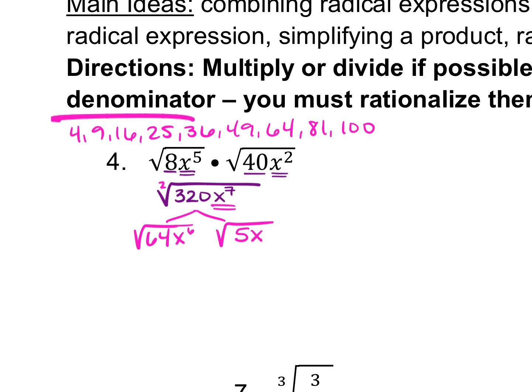So it's going to look like this. And then we're going to take the square root. So square root of 64 is 8. X to the sixth, remember it's a square root, so divide by 2, you get x to the third. And then we can't do anything with this other stuff, so we just leave it as the square root of 5x, and that is your most simplified answer.